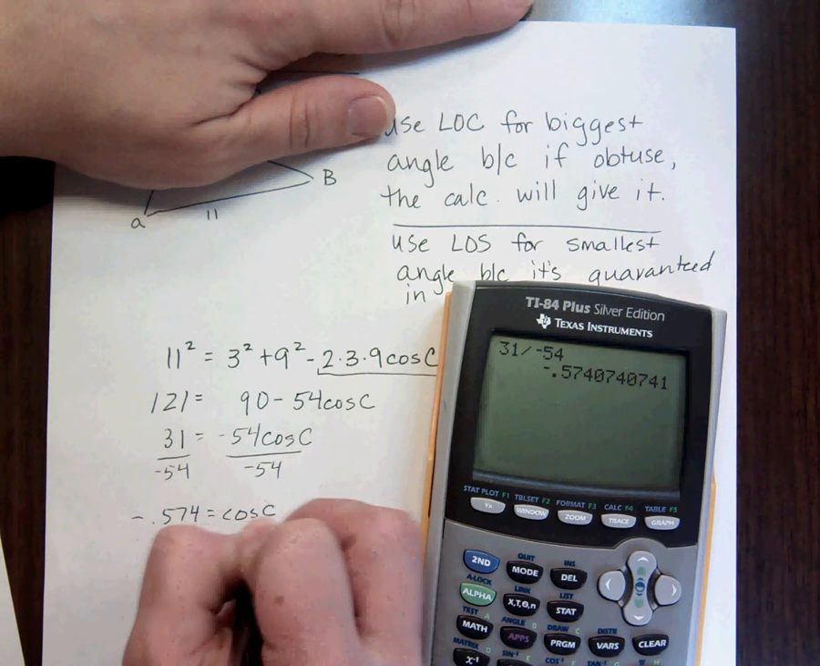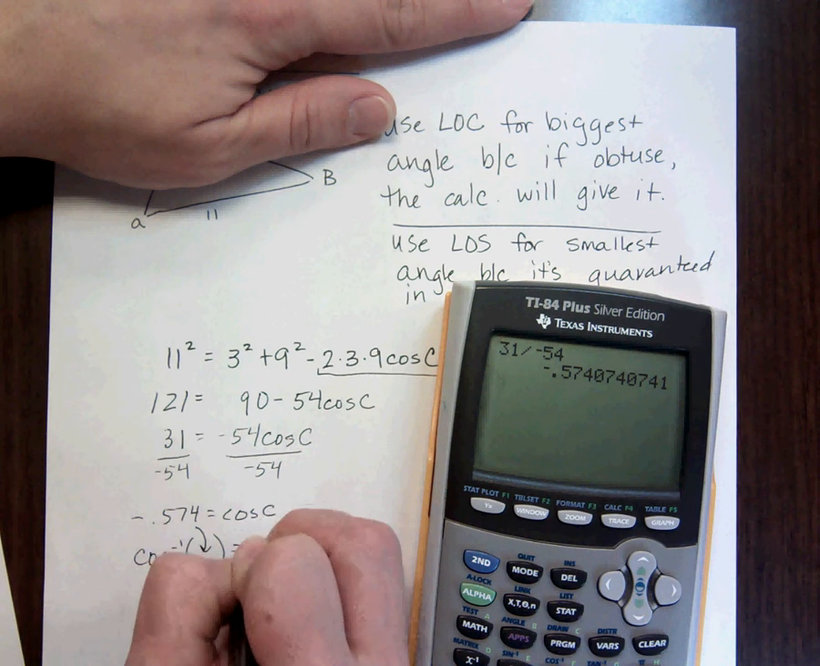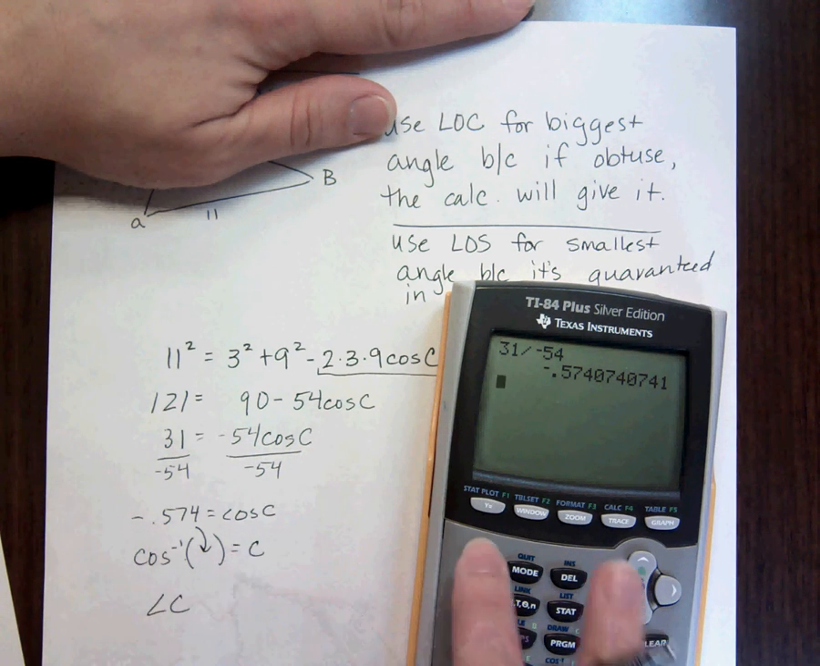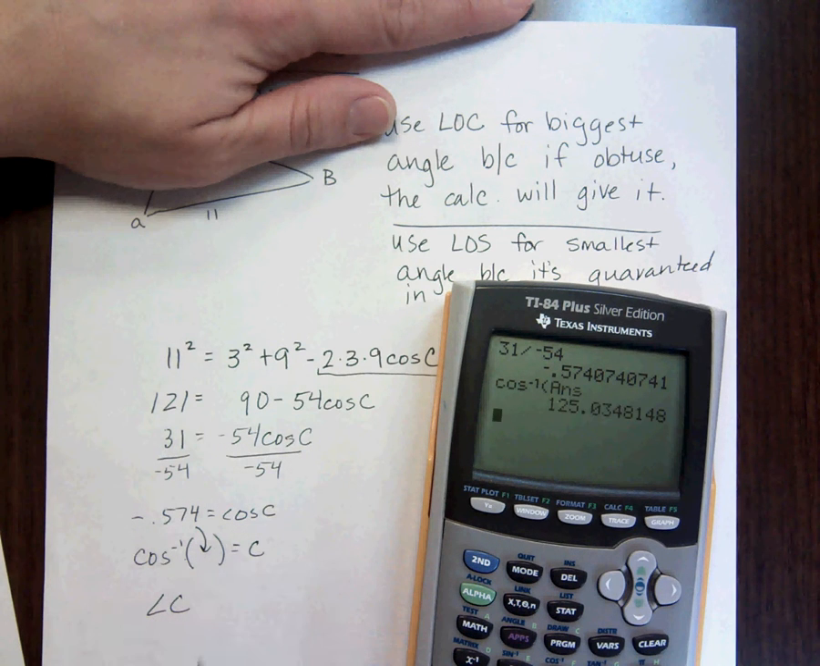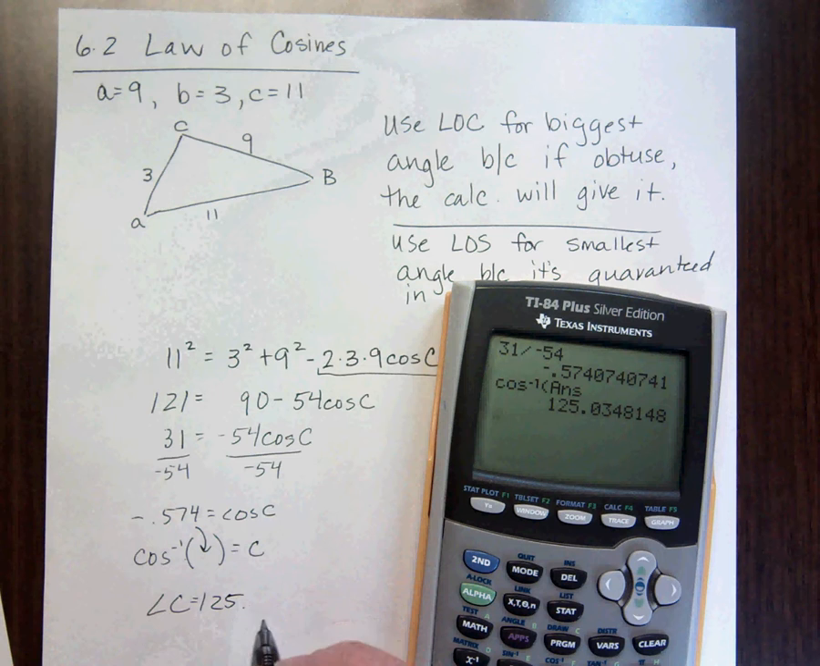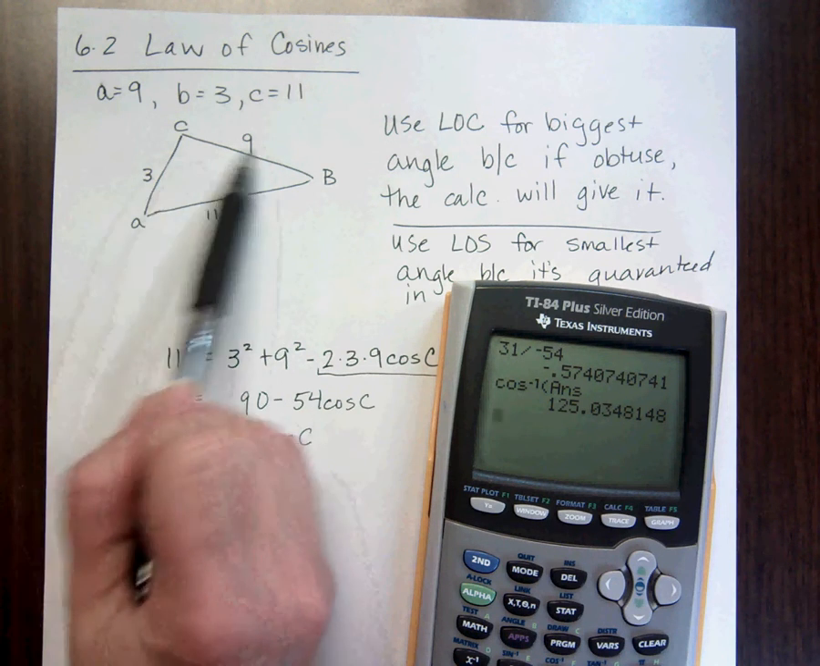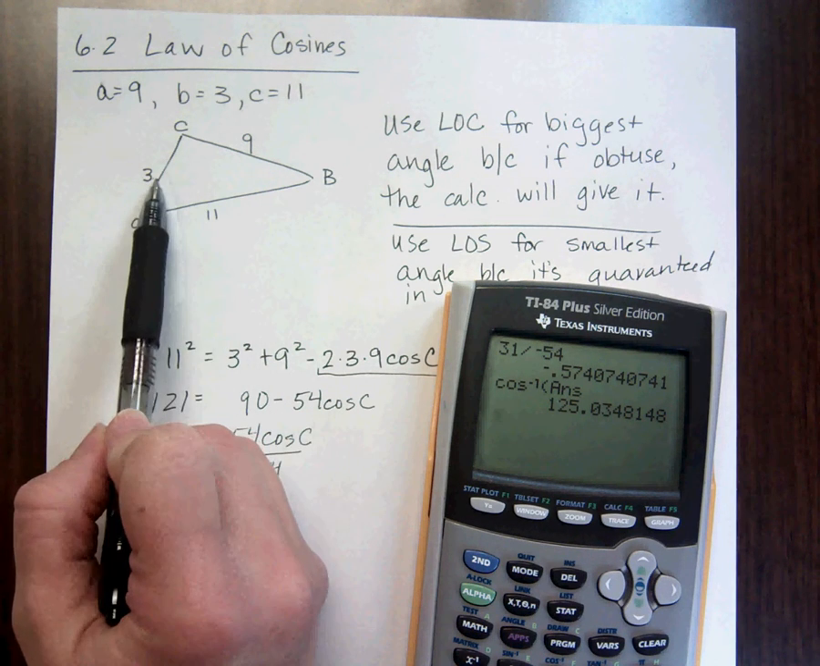And again, if you need to get C by itself, you're doing inverse cosine of this answer from up here. So angle C, when I do inverse cosine, is 125.0, we're going to say. Okay? At that point, I have my obtuse angle, so nothing else can be obtuse. Nothing else can be in quadrant 2. So really, it doesn't matter which one of these I solve for next.